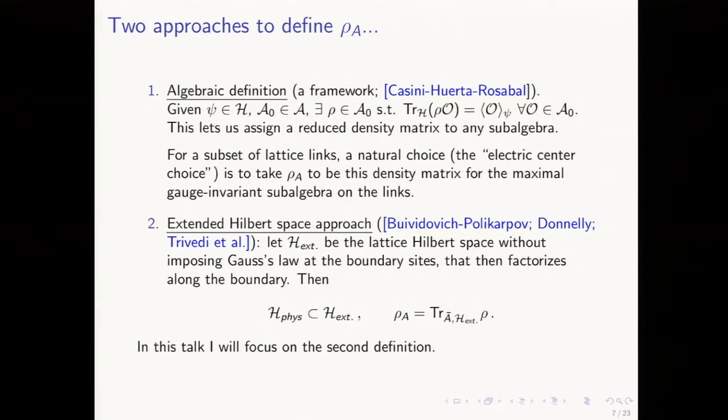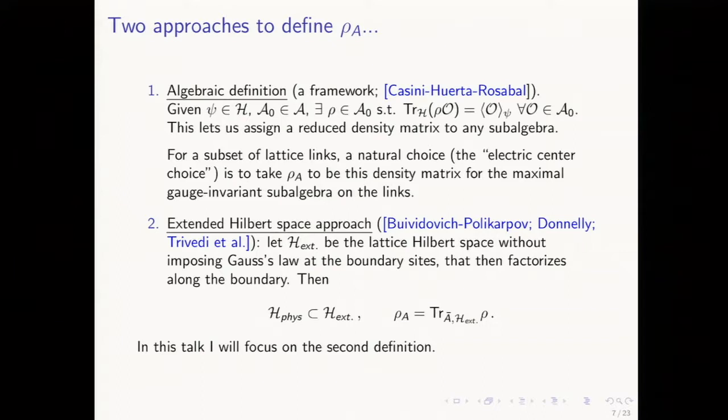The basic idea is that if you have some state in the Hilbert space of a finite dimensional system and you have some subalgebra of your operator algebra, in general, you will be able to pick a unique element of your subalgebra such that it reproduces the expectation values of everything else in your subalgebra when you use it as the density operator. Then if we take that to be the density matrix for A-naught, we can define entanglement entropy for any subalgebra. Now, for a subset of lattice links, an especially natural choice is to take the entanglement entropy of the subregion to be this algebraic entanglement entropy for the maximal gauge-invariant subalgebra supported on those links.